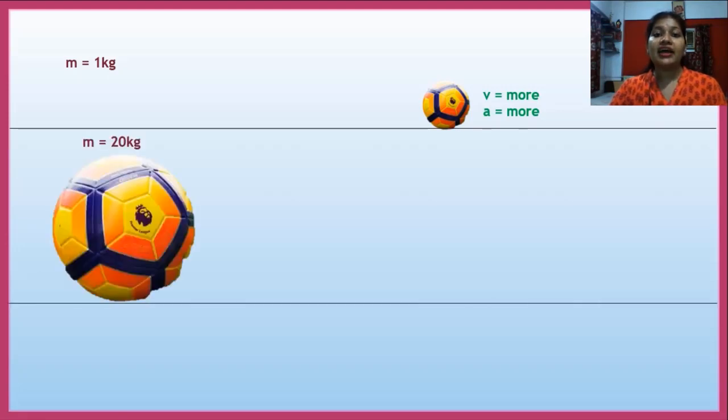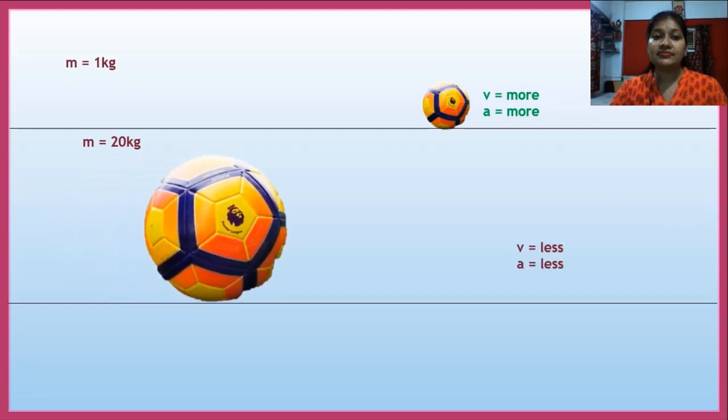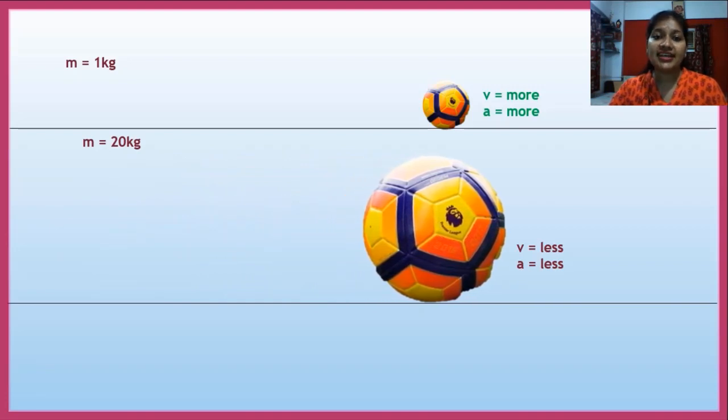What if I have a heavy football? The mass of this football is about 20 kg. Now I am trying to push this. I will be able to push this, but velocity is less, so acceleration is also less.